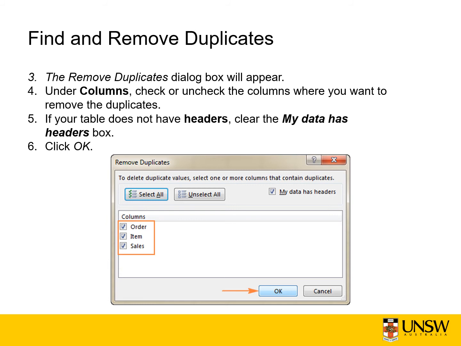To delete duplicate rows that have completely equal values in all columns, leave the check marks next to all columns. But to remove partial duplicates based on one or more columns, select only those relevant columns. Watch the demo in the next slide.